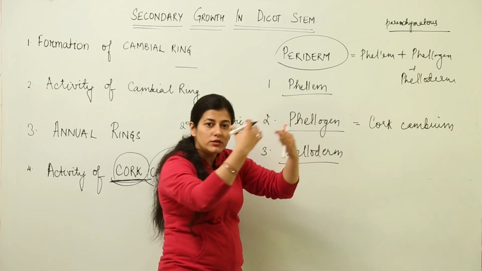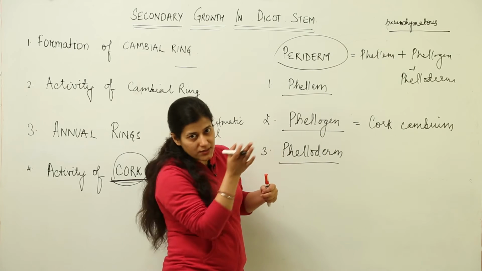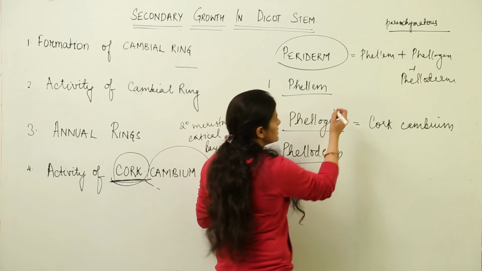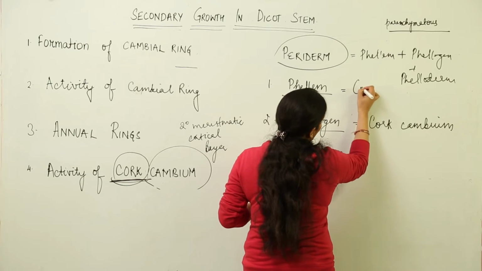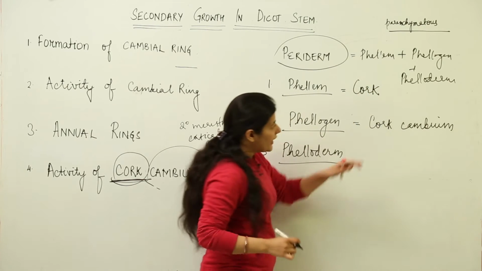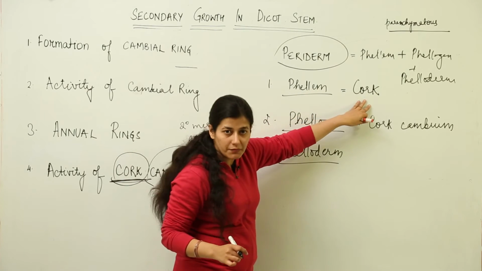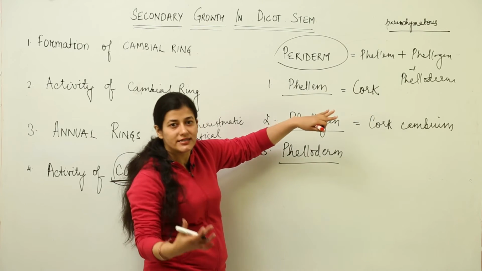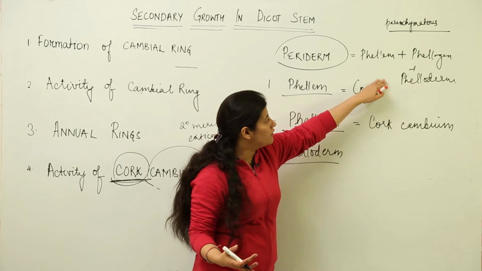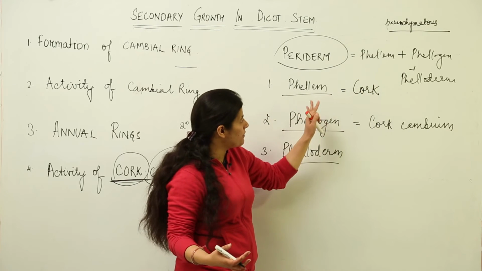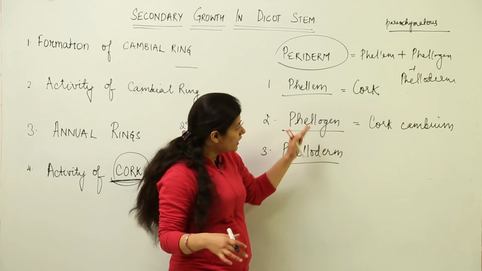Whatever lies outside to cork cambium towards the periphery, towards the epidermis, is known as cork. And the other name for cork is phellem. Okay, it is dead material, it gets suberized. The dead cells, they easily have accumulated suberin in them, and that is known as phellem.